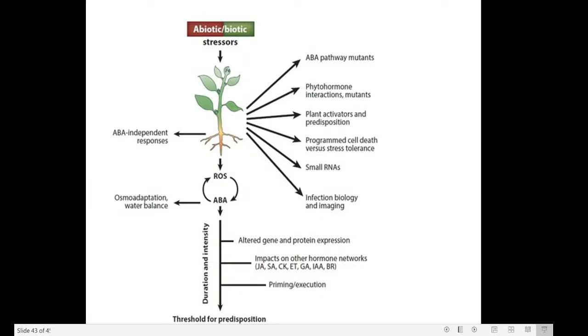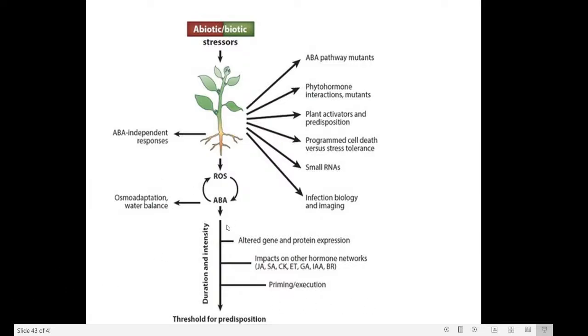Here, it may be biotic or abiotic stress, but that stress causes mutation in the ABA pathway, phytochrome interaction, plant activation, and programmed cell death may become affected. Small RNAs are affected. The plant's leaf may get infected. Then another thing on this side: these are all the abiotic conditions. They alter the gene expression and impact other hormones.